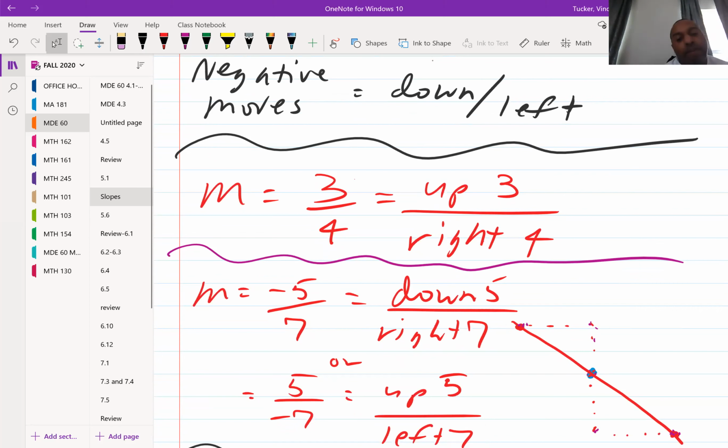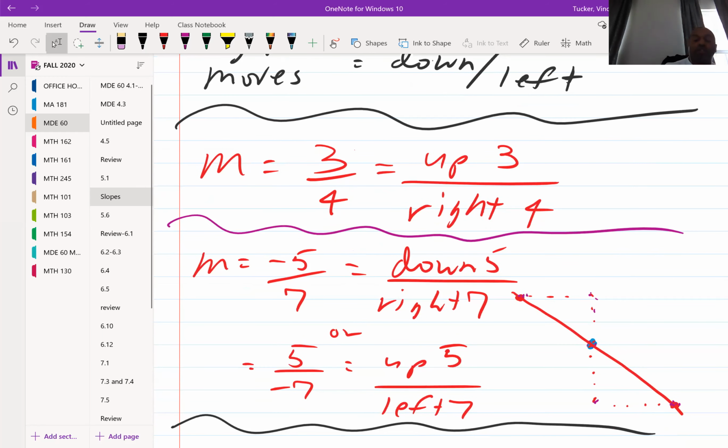Now, if I had negative 5 over a positive 7, or just negative 5 sevenths, that negative, you can assign it. You would either assign it to the top or the bottom. You would not give it to both. Negative over negative is positive. So you would just choose which one you want to give the negative to. I always say that it's safe to just give it to the top number. So that means that you will have a negative 5 over a positive 7 in this case, if you decide to give the negative to the top number. So if you have negative 5 over positive 7, it means I will go down 5, right 7.